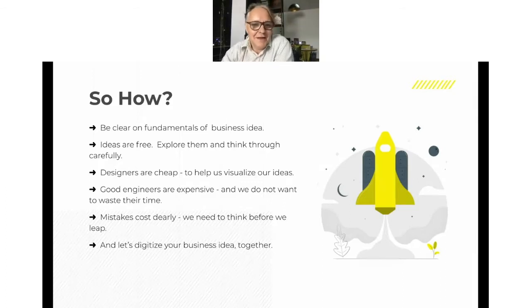Talking about money, designers are cheap. We can work with them to help visualize our ideas because good engineers are expensive and we don't want to waste their time. So mistakes cost us dearly. We need to think before we can leap. And let's digitize business ideas, maybe together. Get those ideas right first. That'll give our project a much greater chance of success. Thank you very much for listening.